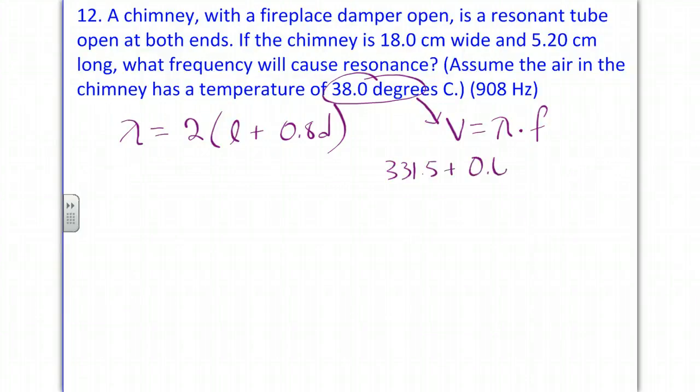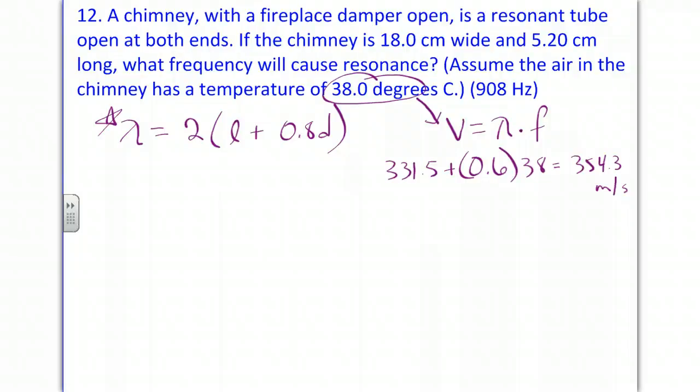331.5 plus 0.6 times 38 gives me a velocity of 354.3 meters per second. So that's my velocity of sound. And so now I'm going to use that, as we're trying to determine the frequency. So now I need the wavelength.